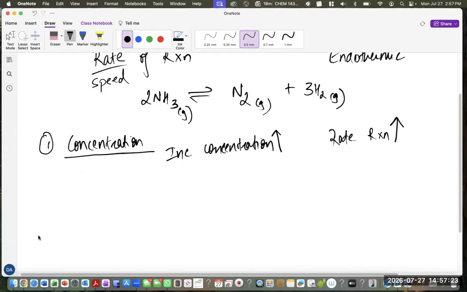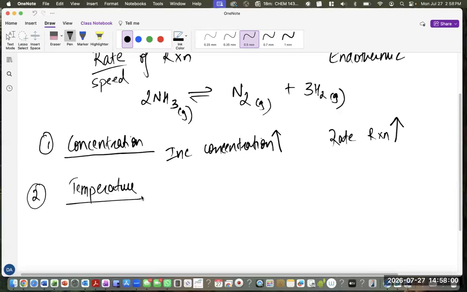Okay. Now, the second factor is temperature. Whether your reaction is endothermic or exothermic, increasing the temperature is always going to increase the rate of the reaction. So the temperature increases the rate in both the forward and the reverse direction. Okay. So again, if you have higher temperature, it can lead to molecules having more collisions because they're moving faster because they have more kinetic energy in them, because that's what temperature actually measures. It's the measure of kinetic energy.